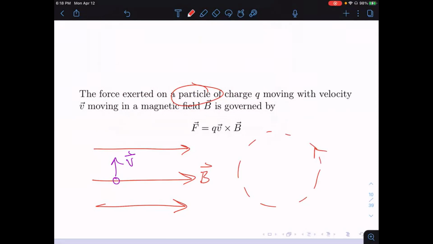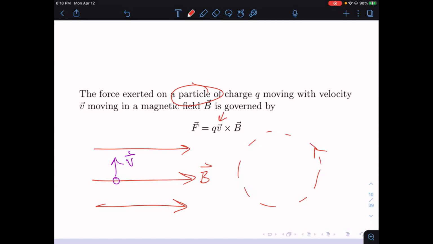Most important thing to keep in mind is that if my velocity is 0, meaning the particle is not moving, then I will not have a magnetic force. It has to be moving. From a mathematical perspective, looking at QV cross B, if V is 0, then 0 cross B is going to be 0. So when you're asked about magnetic force for a particle, that particle better be moving.